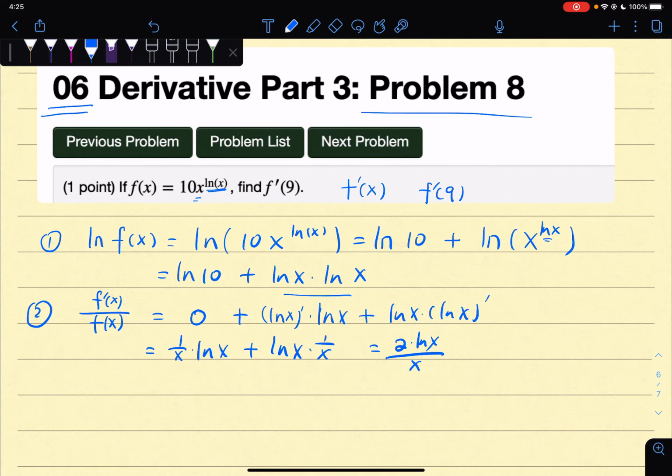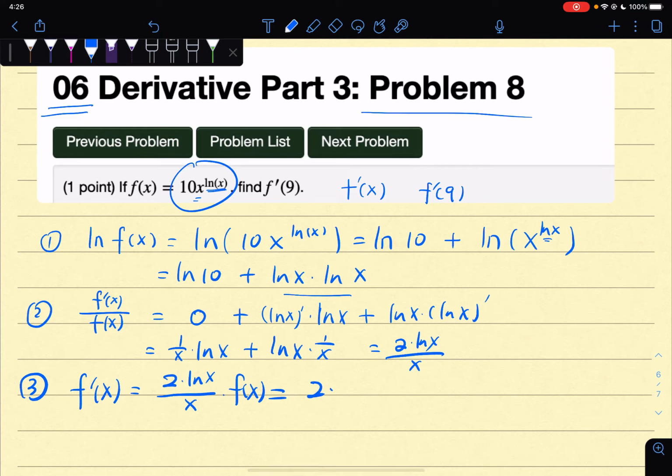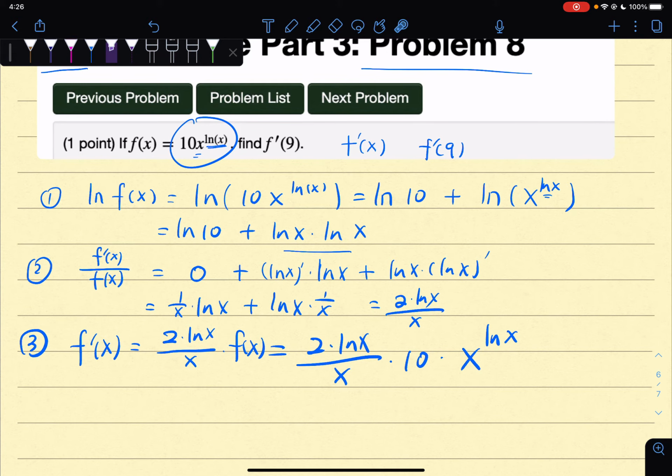The next thing for you to do is to realize that you need to multiply f of x to both sides. So what you end up with is twice ln x divided by x, times f of x. F of x, according to the problem, is 10 times x to the ln of x, so I can specify it's twice ln x divided by x times 10 times x to the ln of x. So it's not finished yet because the question was not what's f prime of x, it's f prime of 9.